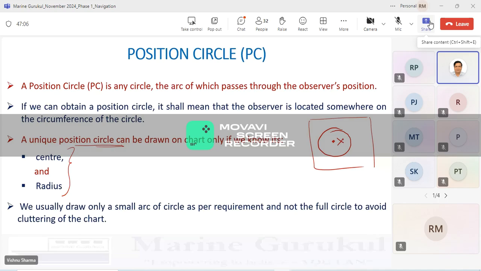Yes, you can draw the full circle, but usually on the chart we do not draw the full circle. Why? Otherwise, the chart will be unnecessarily cluttered. There will be too many lines and marks on it. So we draw a small arc where the vessel may be located. But yes, tomorrow, if you want to draw the full circle, it's not wrong. Only thing is it will add to the confusion. So usually we draw a small arc of the circle, need based. We do not draw the full circle.